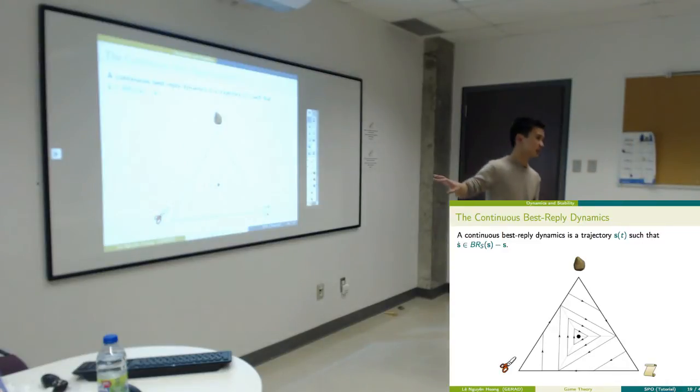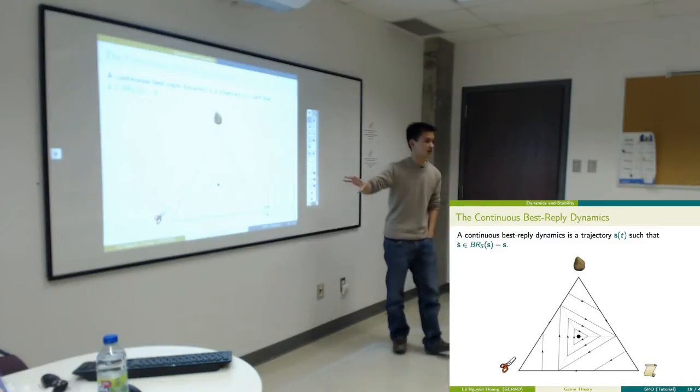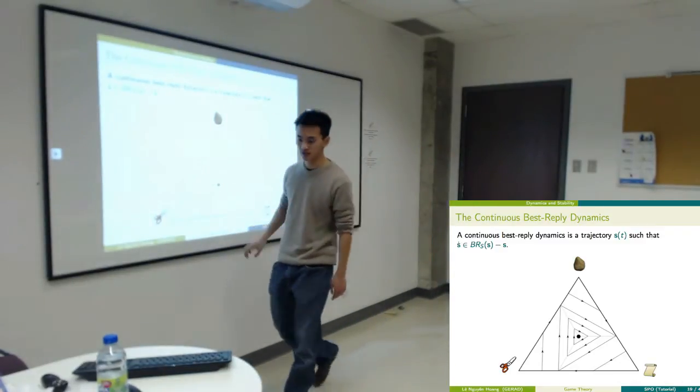Yeah, if you are at the equilibrium, you stay at the equilibrium. That's the Nash equilibrium. But if you're not at the equilibrium, you don't get there. You turn around it, but you never get there. That's the key message of this graph.